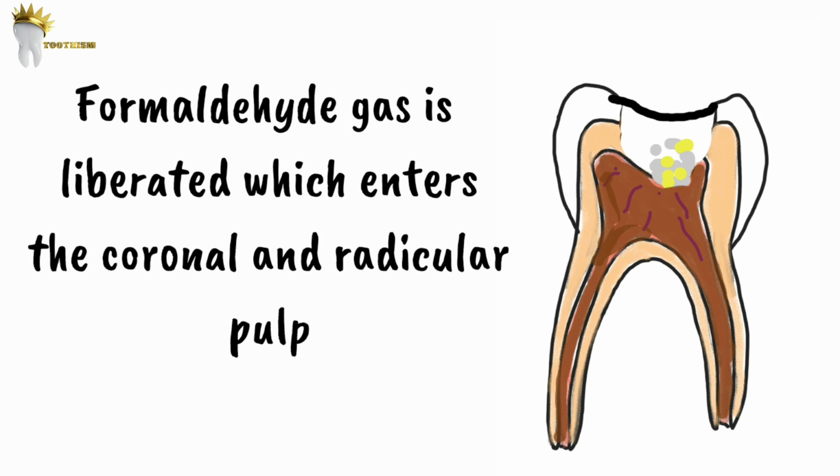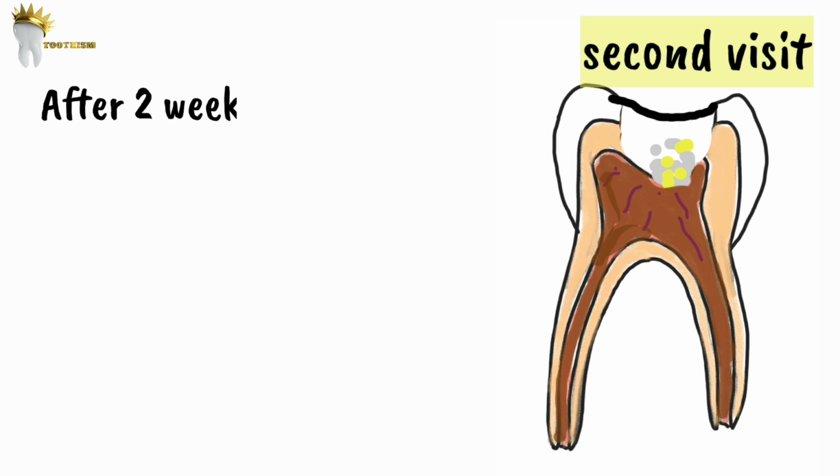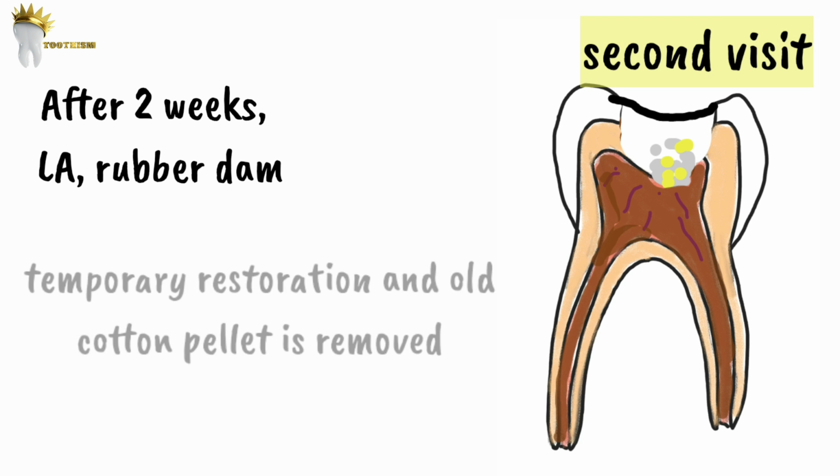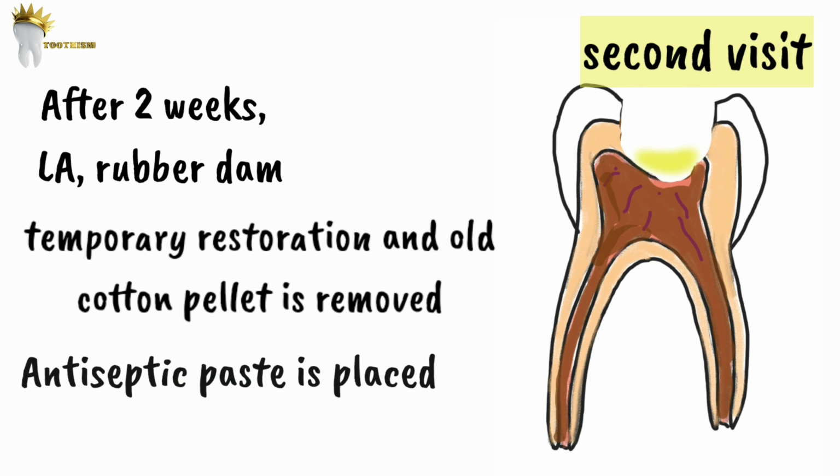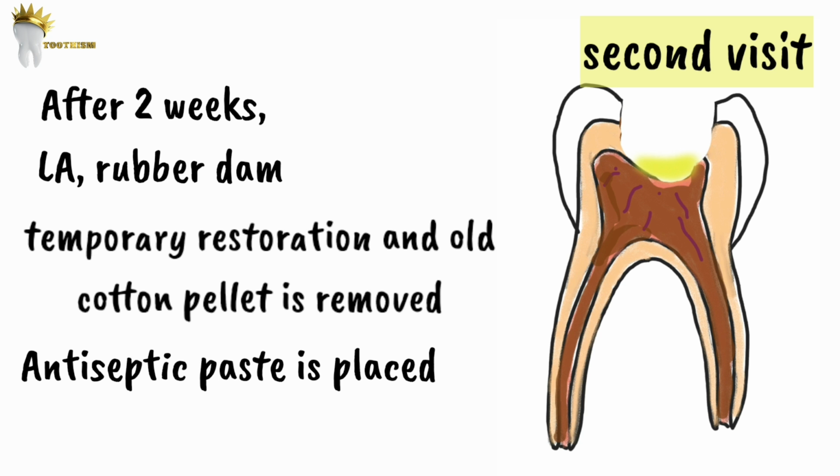Okay, the second visit, which happens after 2 weeks. Once again, LA is placed and a rubber dam is placed. Following this, the temporary restoration is removed, the old cotton pellet is removed, and the cavity is cleaned with saline. After drying the tooth, an antiseptic paste is placed and the tooth is restored permanently, followed by placement of a crown.